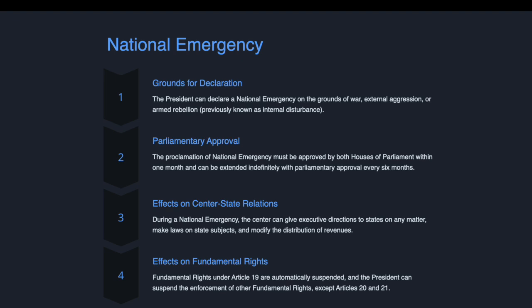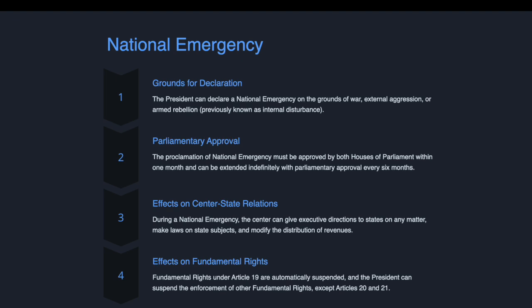Now we will see national emergency. So what are the grounds for declaration? The president can declare a national emergency on the grounds of war, external aggression, or armed rebellion, previously known as internal disturbance. The second is it requires parliamentary approval. So the proclamation of national emergency must be approved by both houses of parliament within 1 month and can be extended indefinitely with parliamentary approval every 6 months.